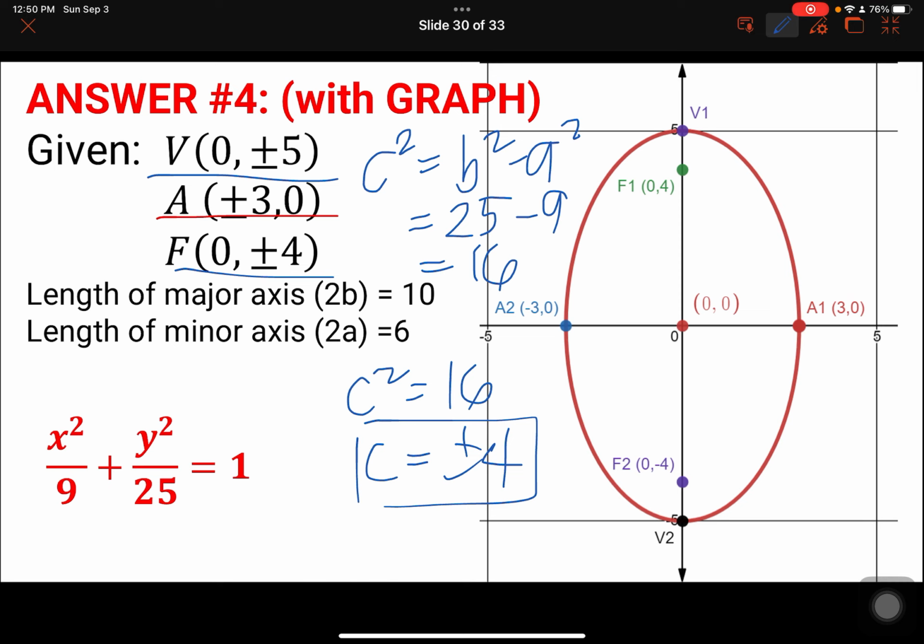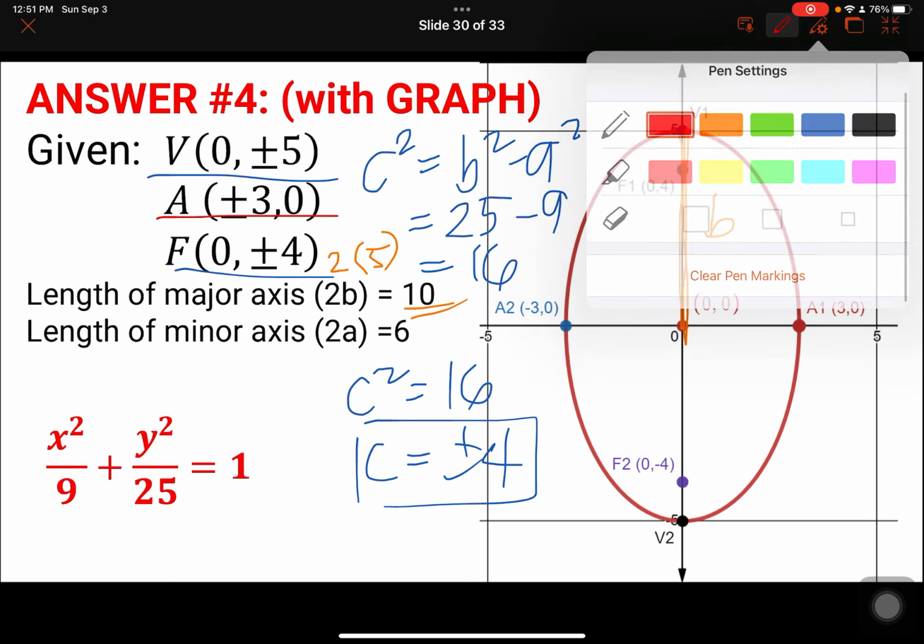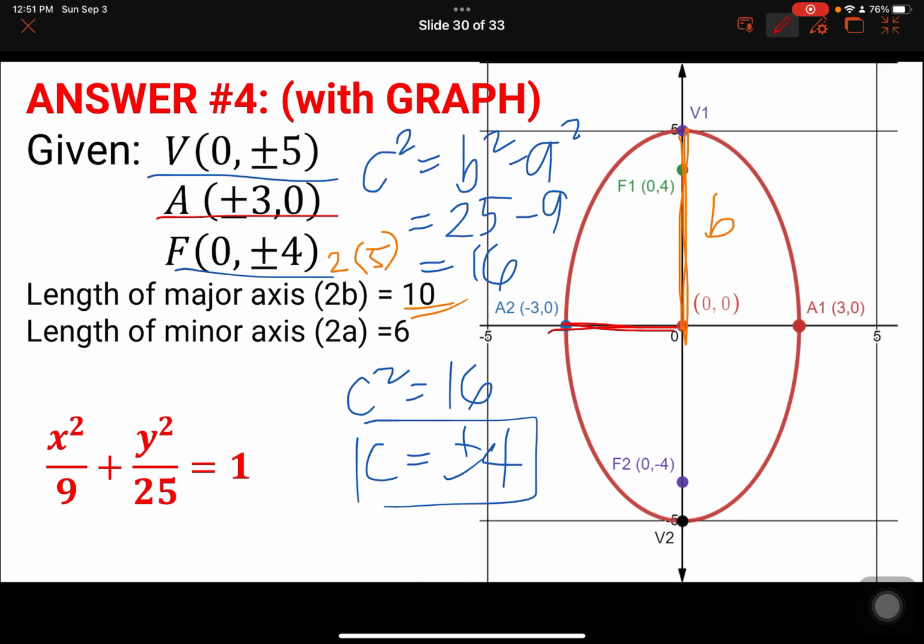So, the length, 2 times B. Ang B natin, anong B natin? 2 times B. Hindi yata napalitan ito. Ang B natin ay 3 lang. Ay, sorry, ito pala yung B. Ang B natin ay, ito, nasa Y. So, 2 times 5 equal kay 10. Then, 2 times 3, which is nandito lang, 2 times 3 ay equal kay 6. So, yun yung mga length ng ating axis.